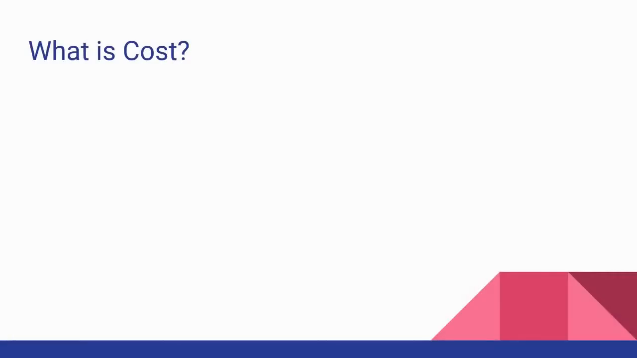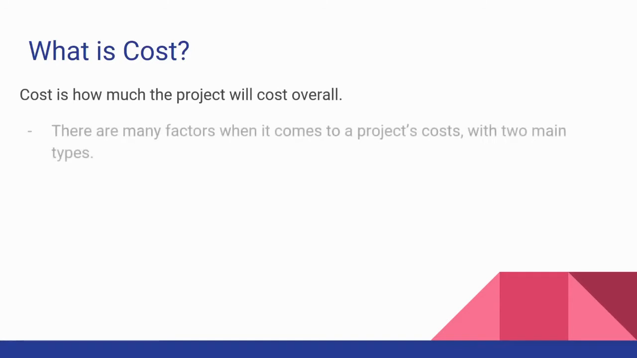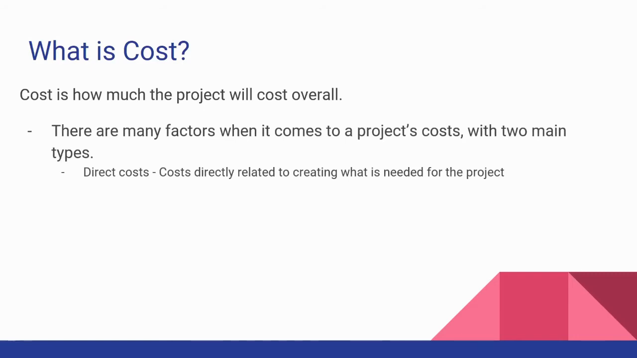The last constraint is cost. What is cost? Cost is how much a project will cost overall. There are many factors when it comes to a project cost, with two major types. The first type is direct costs. Direct costs are directly related to creating what is needed for the project. Some examples include the cost of paying employees and the cost of any hardware and software.